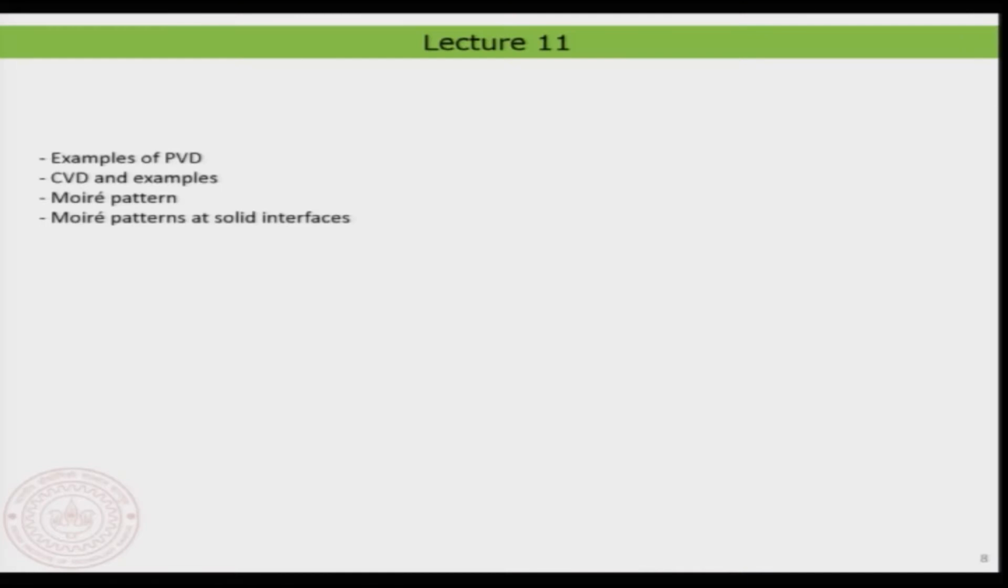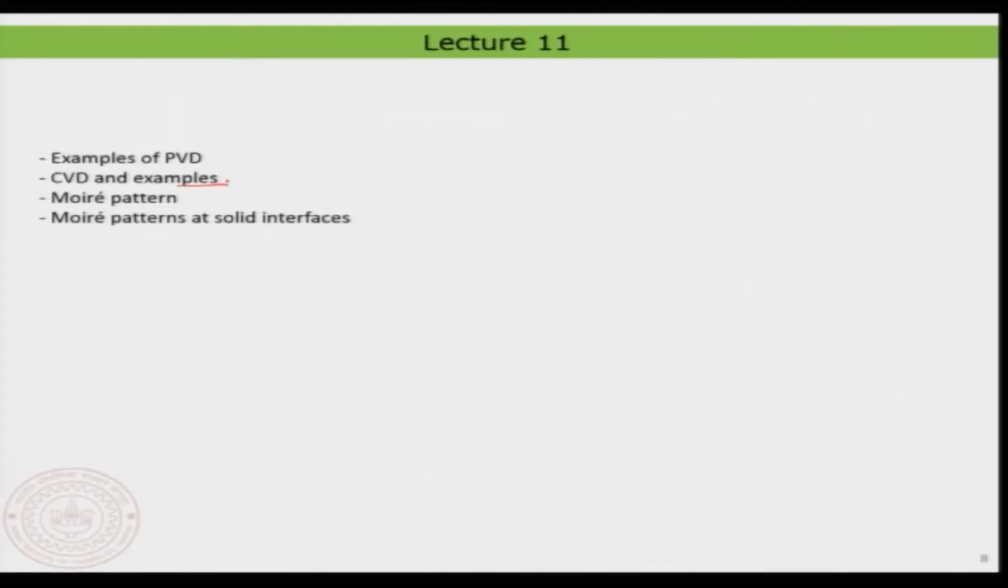Today we have lecture 11, and in continuation to what we have been doing in the previous lecture, I will show you some of the examples that are made using physical vapor deposition, and we will try to understand what are the capabilities and certain aspects of physical vapor deposition itself. And then we will look into the chemical vapor deposition and also familiarize some examples out of that.